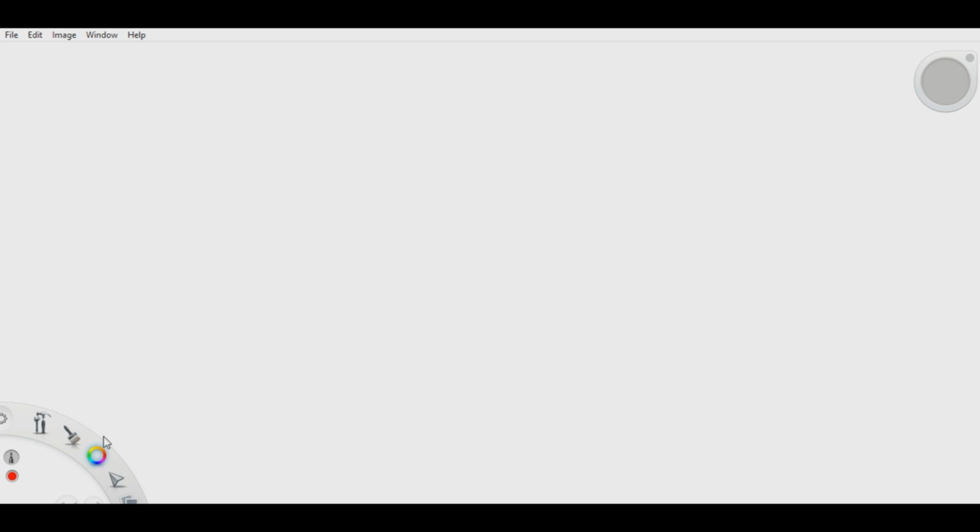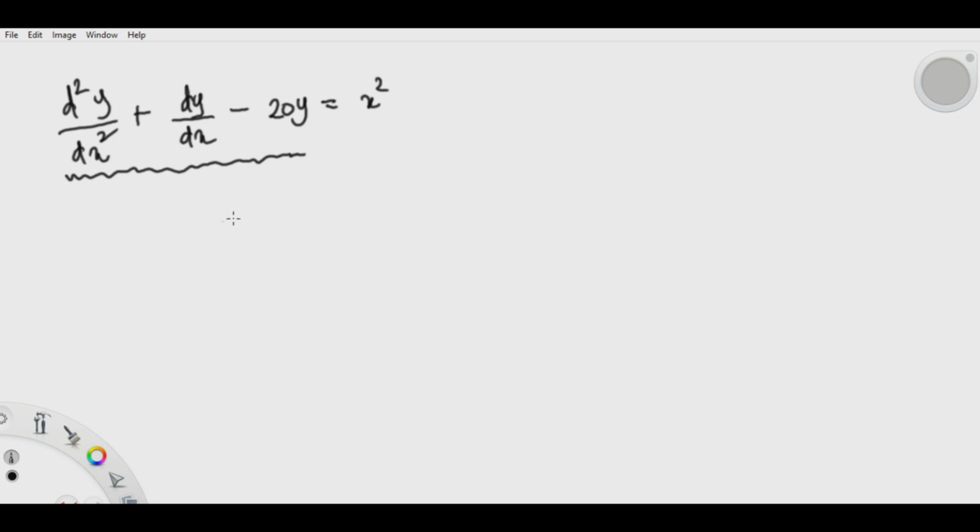So our question is d squared y over dx squared plus dy dx minus 20y equals x squared. What you need to understand is that this, we'll call the left hand side, and we'll call this part the right hand side. What we need to see is that this left hand side reflects a quadratic.